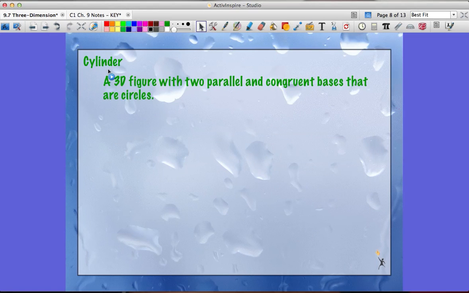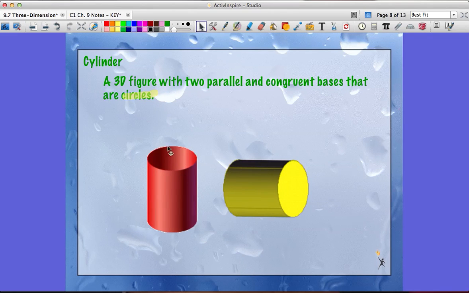Okay, next we have a cylinder. A cylinder is a 3D figure with 2 parallel and congruent bases that are circles. This is where they differ from prisms. The bases of prisms are polygons, but the bases of cylinders are circles. You'll notice that the middle part of the cylinder is curved. It has no line segments and therefore has no faces because it's not a polygon. So you have the circular base on top and the circular base on bottom. It has no faces because it has no polygons.